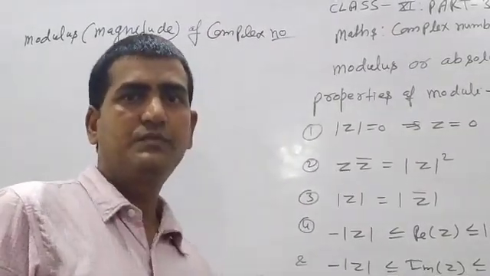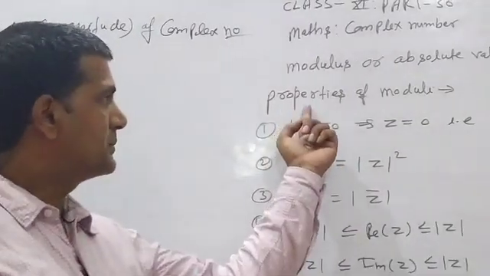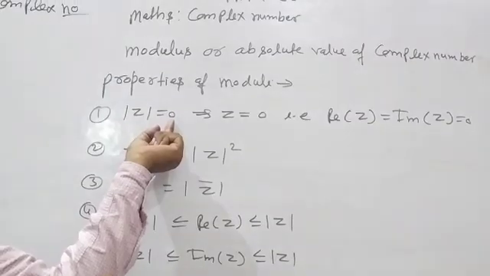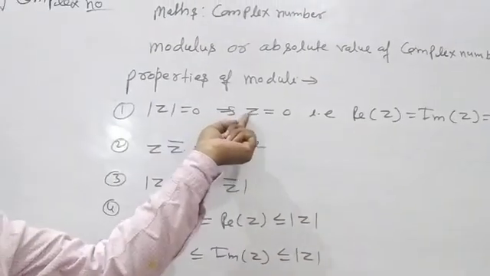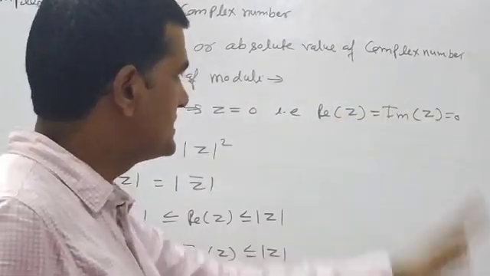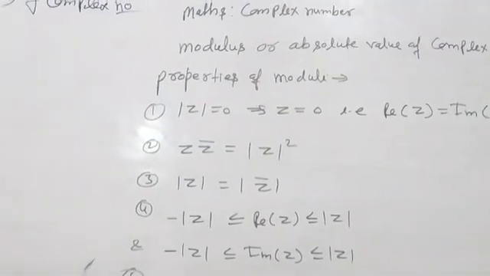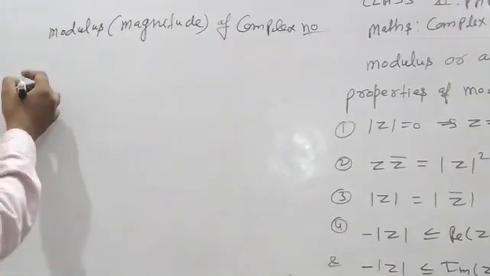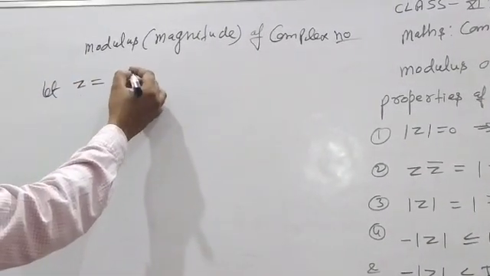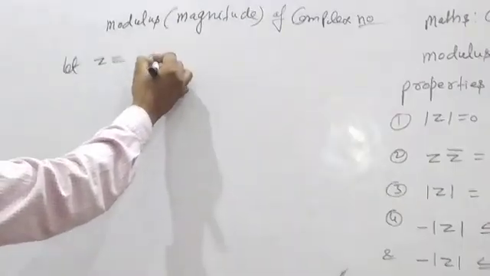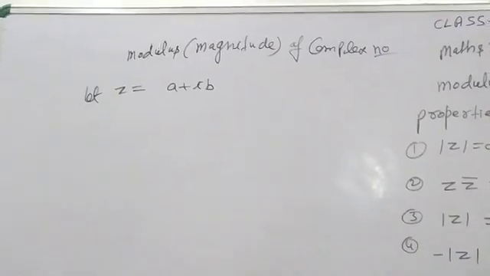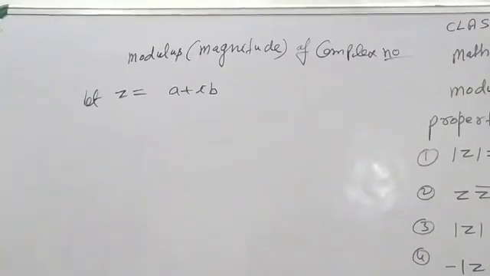There are a few properties of moduli. First one: mod of z is equal to 0 implies z is equal to 0, that is, the real part of z and the imaginary part of z are both equal to 0. Now I am going to explain this. Let z be, suppose, a plus ib. Clear? Any numbers we can take, depending on you.